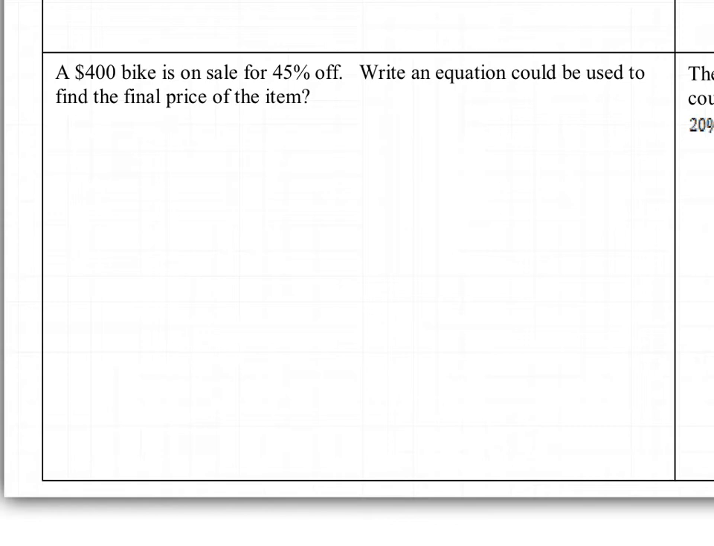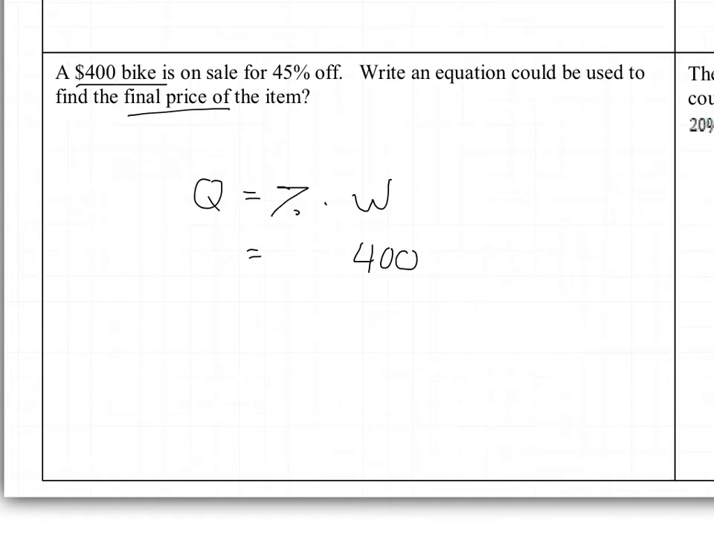A $400 bike is on sale for 45% off. So this is a discount problem. This is something where something is definitely changing. We can see here the final price is what we're looking for. So remember, when we have problems like this, the whole is the original and the quantity is the final. The original is $400. The quantity is our unknown. And then we're decreasing the price. If we're looking for the final price, that means that we are going to be using 100 minus 45%. That tells me 55% of the price is remaining.